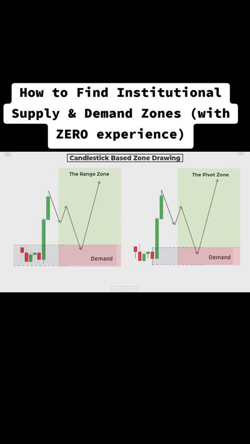So, which one is better? Neither. It all depends on your personality and risk tolerance. Some traders prefer precision. Others want to catch more setups. There's no right or wrong, just consistency. What really matters is this: stick to one method, master it, and build your edge with discipline.